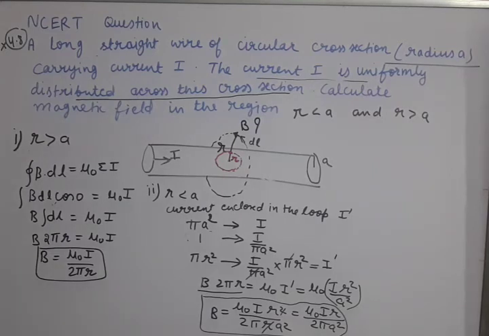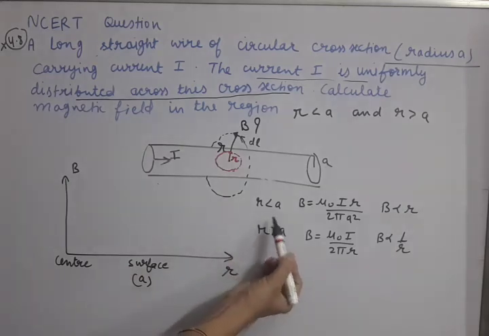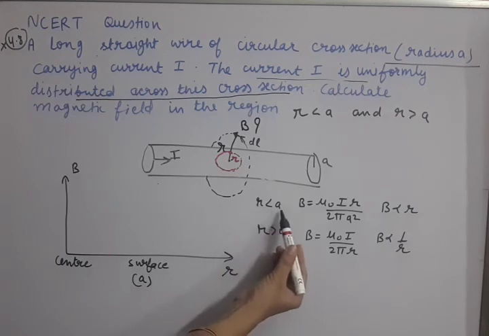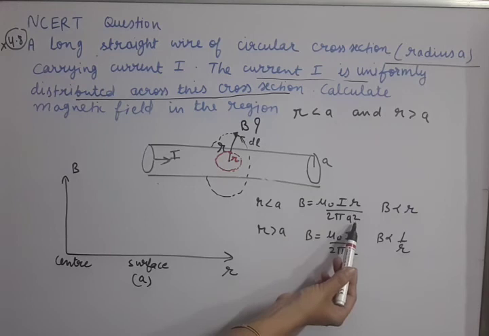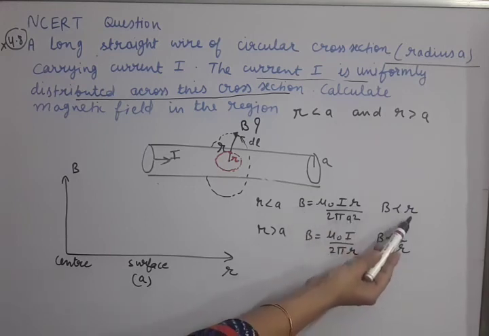Please note down this solution. Then we are drawing a graph also. Students, here one interesting graph we are obtaining for this question. We will be using these conclusions which we have solved till now. For r less than a, the magnetic field formula is mu 0 I r upon 2 pi a square. That means magnetic field B is proportional to r.